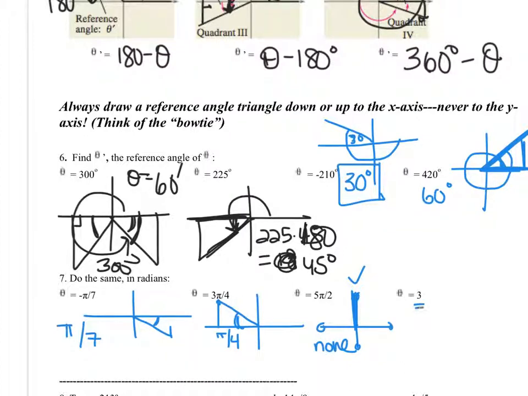And what about 3 radians? Well, you have to think about the fact that pi is 3.14. So for 3 radians, what would be left over? It would just be 0.14.